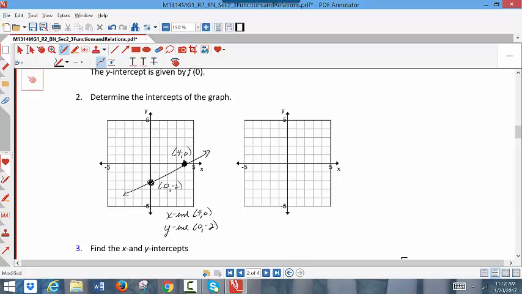Now let's look at another example. Suppose I choose to go through these points, and I'm just going to sketch a graph something like this.